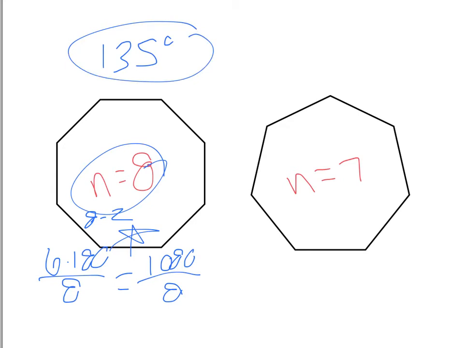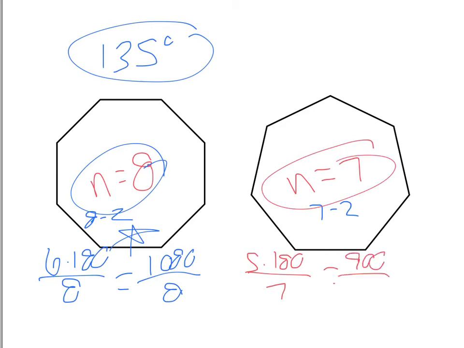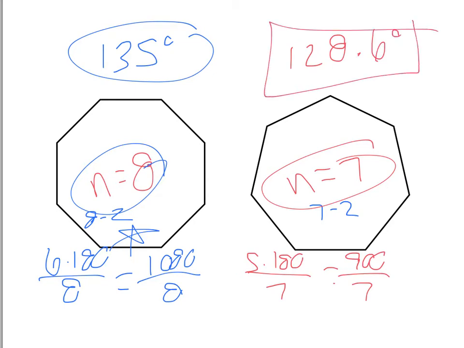This heptagon over here, we take our 7 minus 2, so we'd get 5 times 180 divided by 7, the number of sides. 5 times 180 is 900. 900 divided by 7 is 128 point something. On your worksheet, it'll say round to the nearest tenth. That's what the front side of your worksheet is. It just gives you these shapes, count the number of sides, use the formula.